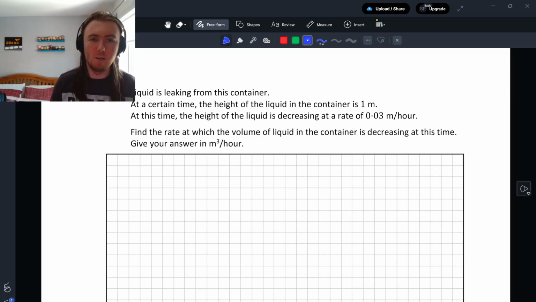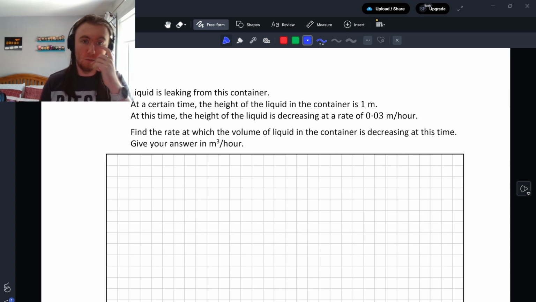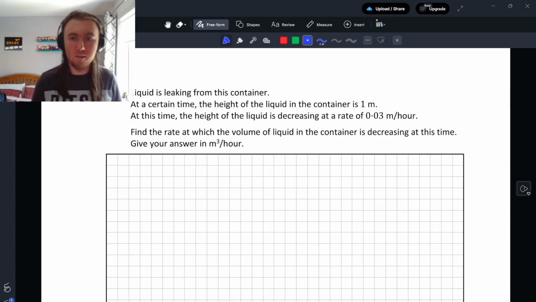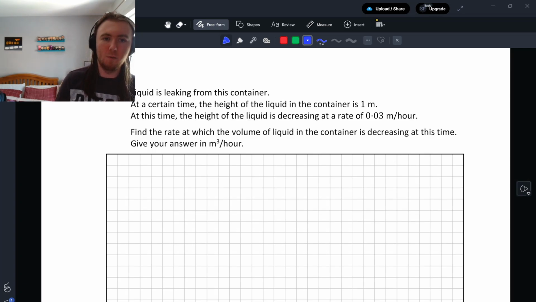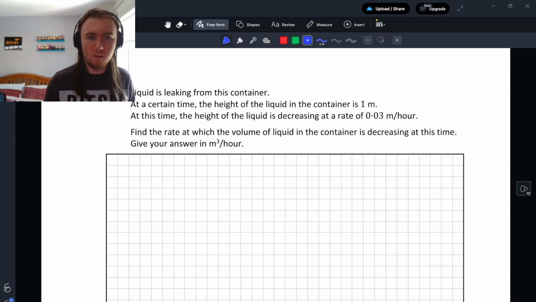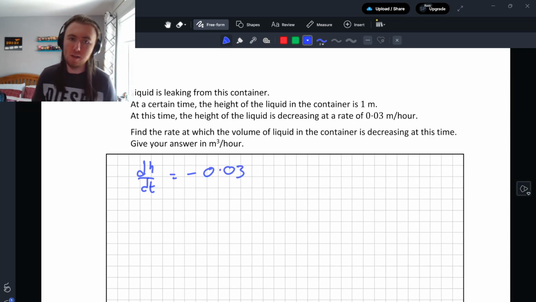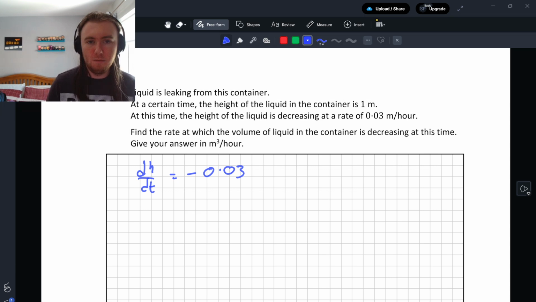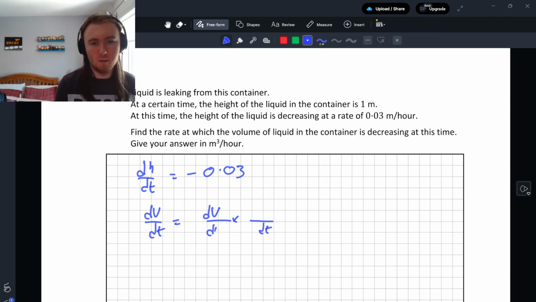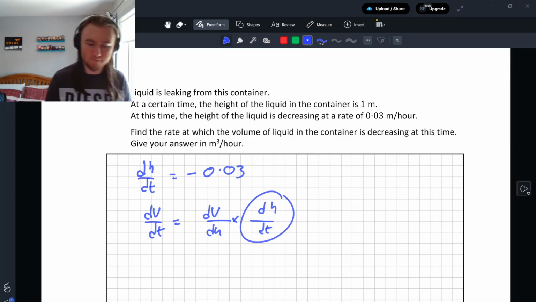Liquid's leaking from this container. At a certain time, the height of the liquid in the container is 1 meter. At this time, the height of the liquid is decreasing at a rate of 0.03 meters per hour. So dh/dt is minus 0.03, because it's a decreasing quantity, and we're looking for dV/dt. So dV/dt is dV/dh times dh/dt. We know dh/dt, we just need to evaluate dV/dh.